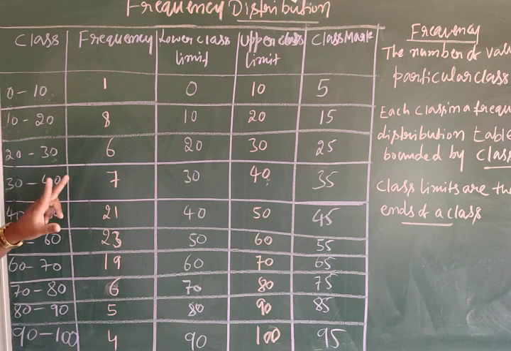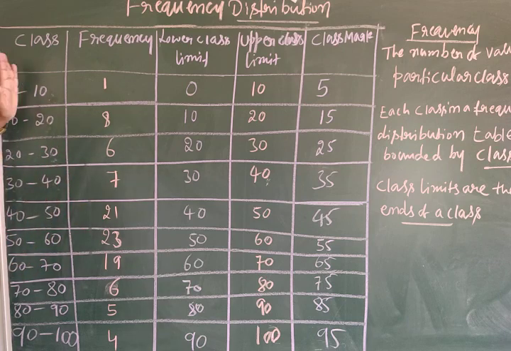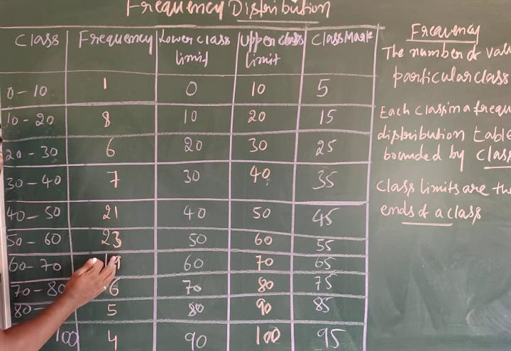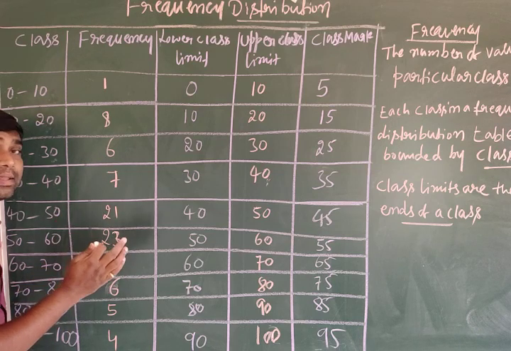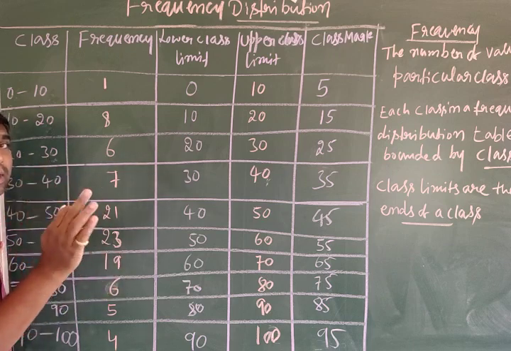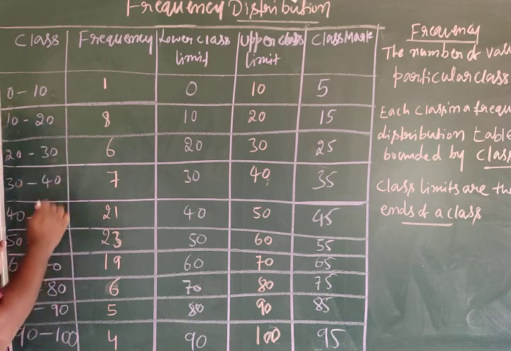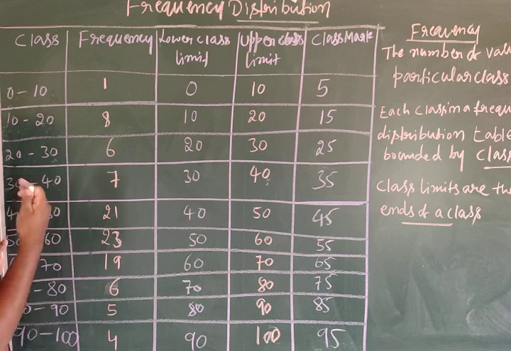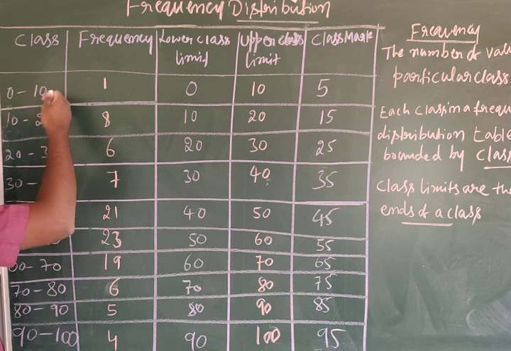In each class we can observe two ends of the class. First one, second one. This table is based on the marks of mathematics obtained by 100 students. For 100 students, I divided the classes.